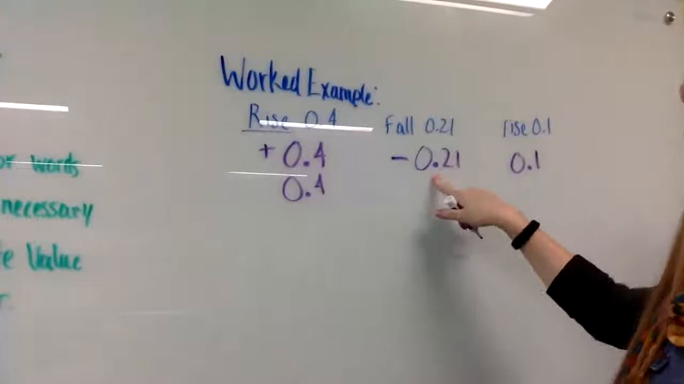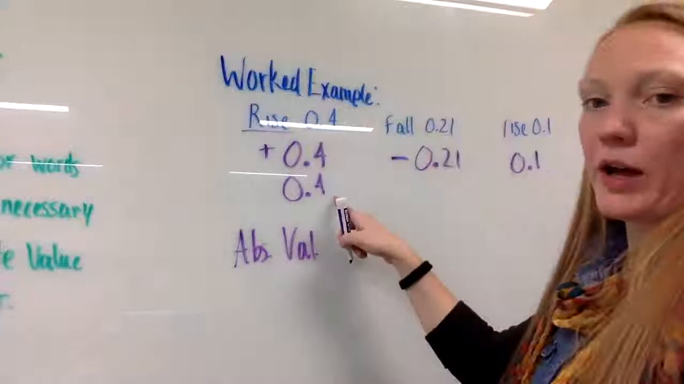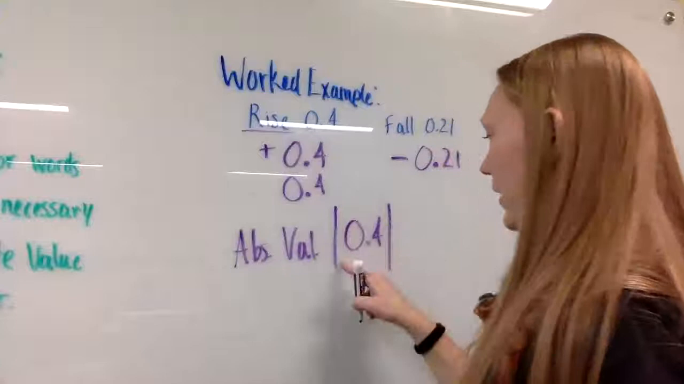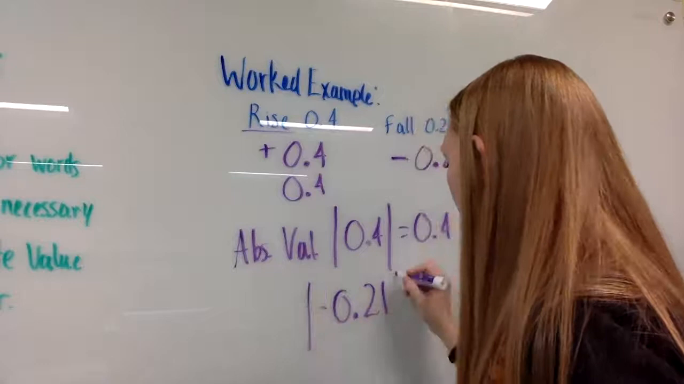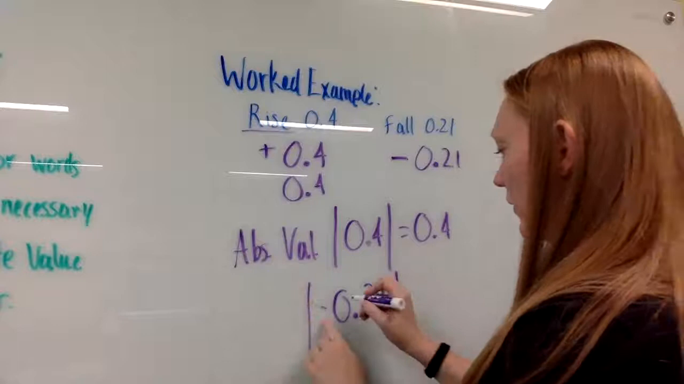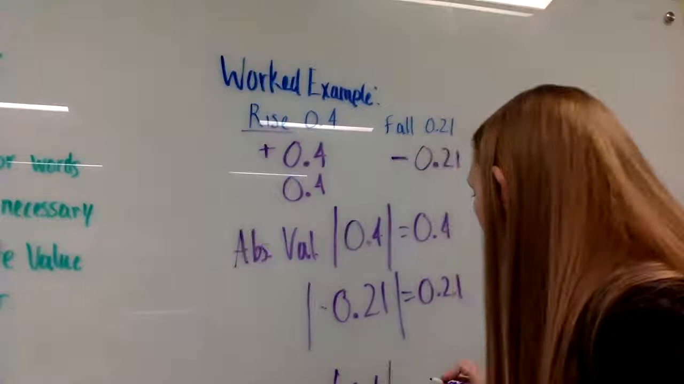If I want to order, I'll write the absolute value. The absolute value of 4/10, you would notate that with the brackets, is 0 and 4/10. The absolute value of negative 0 and 21 hundredths, these brackets represent the absolute value of negative 0 and 21 hundredths, and the absolute value is 21 hundredths. The absolute value of 1 tenth is 1 tenth.